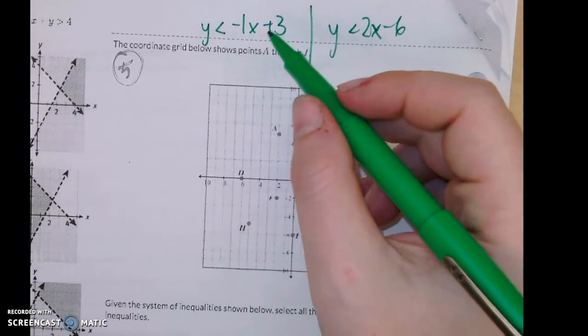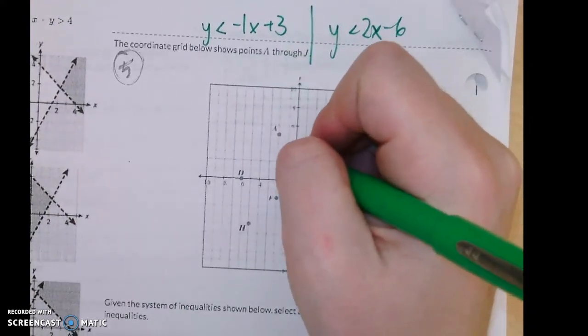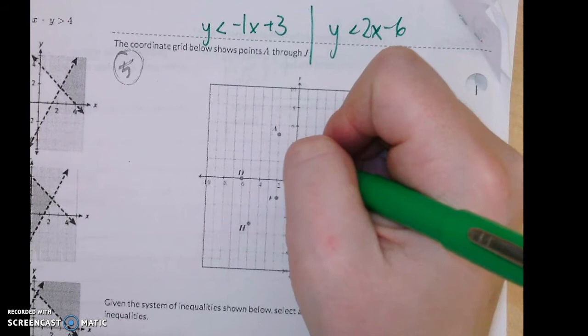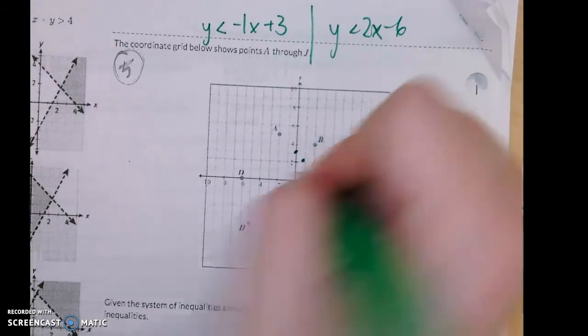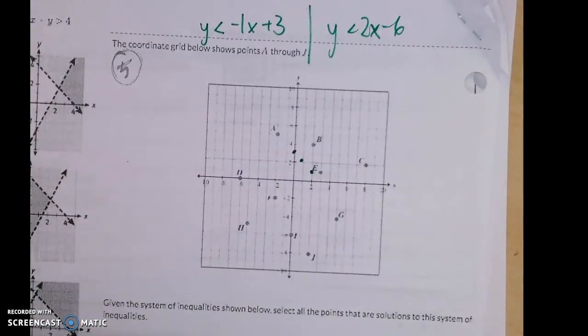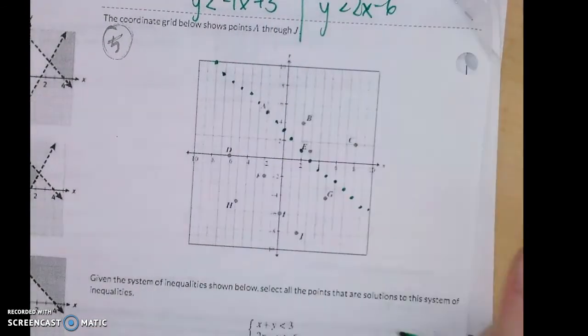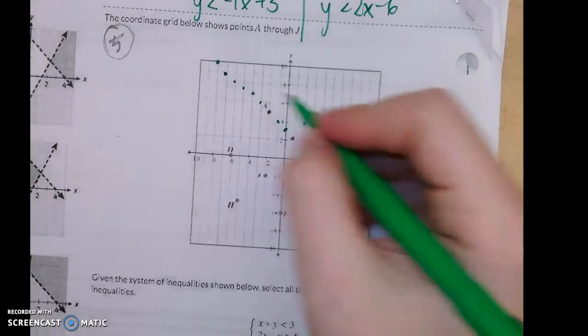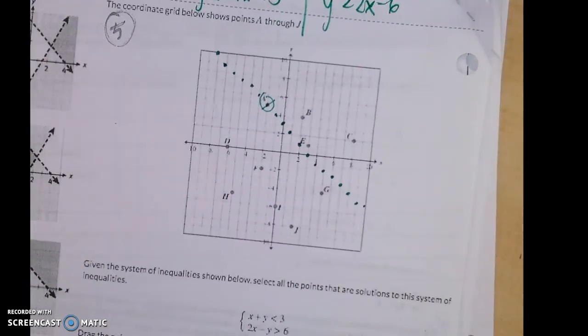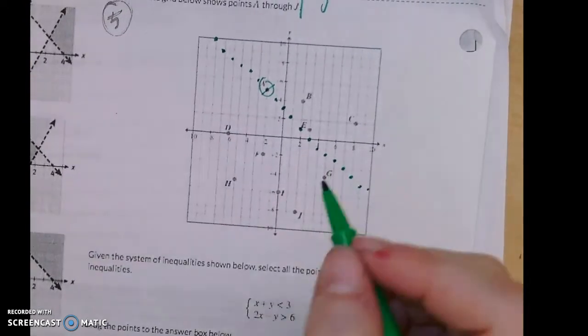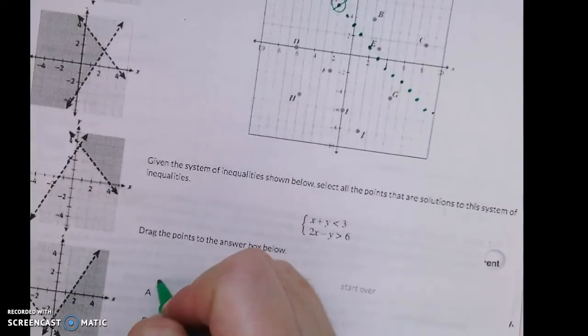So my first line starts at positive 3, and it's negative, so I go down 1, right 1. Down 1, right 1. You get the drift. So this is my line. It's got a negative slope. First of all, it goes through A, and I know that this is not a solid line, so I know that A is not going to be an answer.